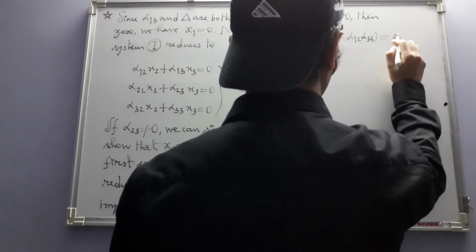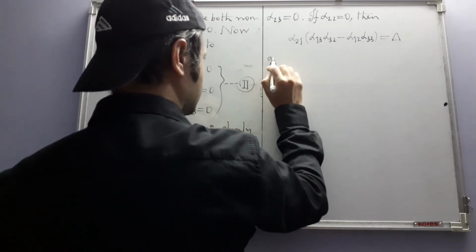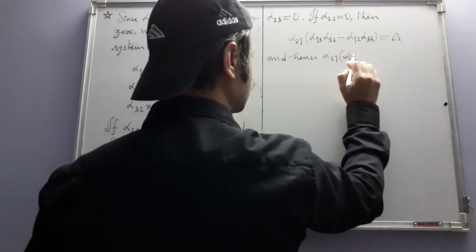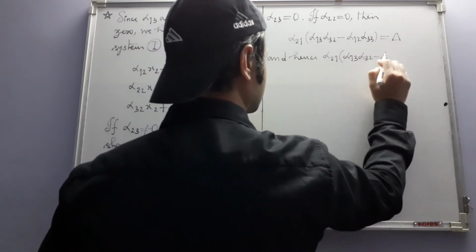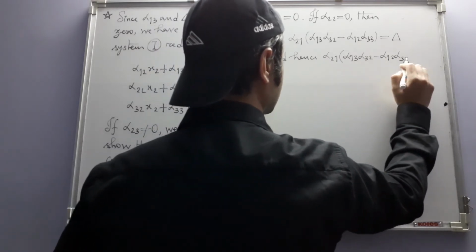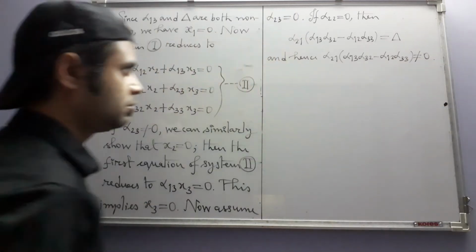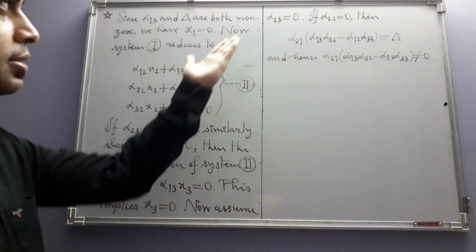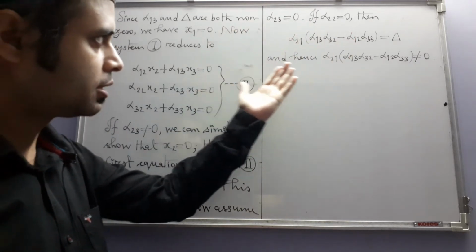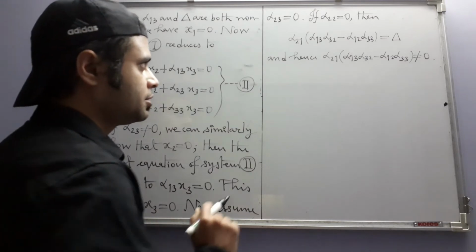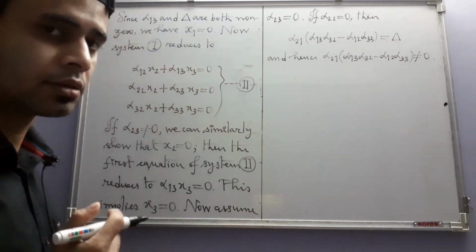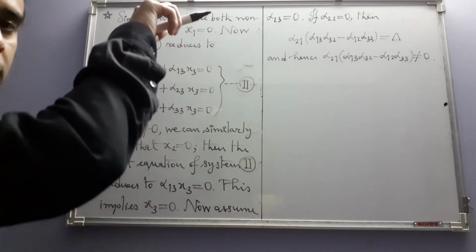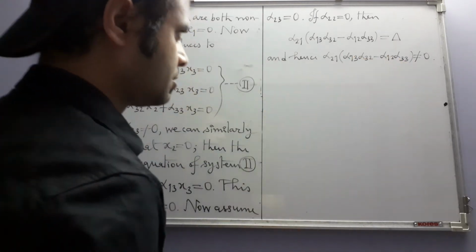is equal to delta, and hence this is not equal to 0. If alpha 2 2 and alpha 2 3 are both 0, that is the case that we have right now. You go to the expression for delta, the definition of delta, you will see that from the terms that survive, two of them survive, they give you this expression. So from our initial assumption that delta is non-zero, this now becomes non-zero.